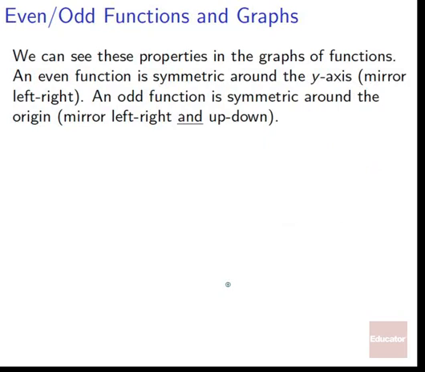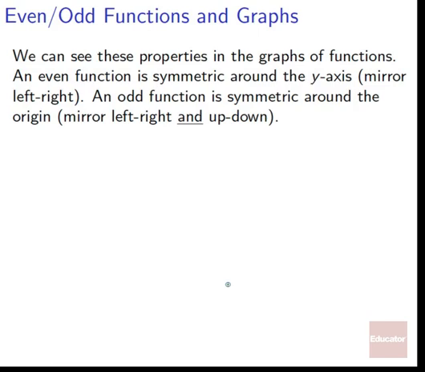Even, odd functions and graphs. So we can see these properties in the graphs of functions. An even function is symmetric around the y-axis. It mirrors left-right, because when we plug in a positive number and we plug in a negative number, as long as they're the same number, they wind up getting output to the same place.